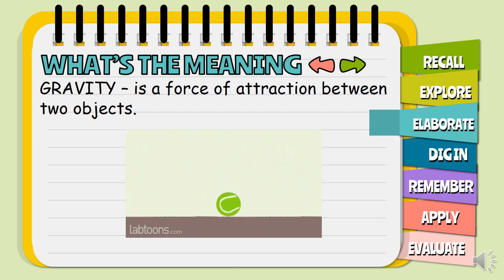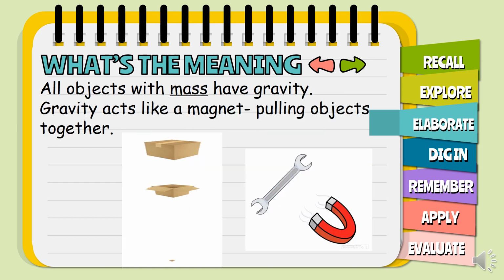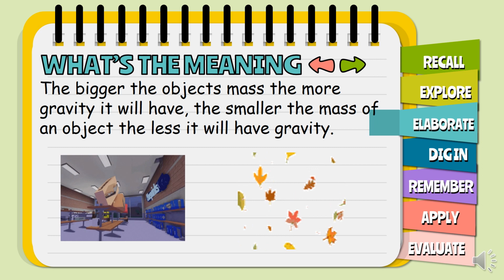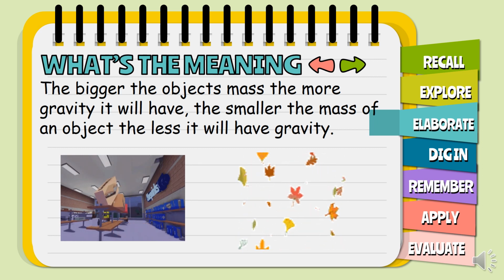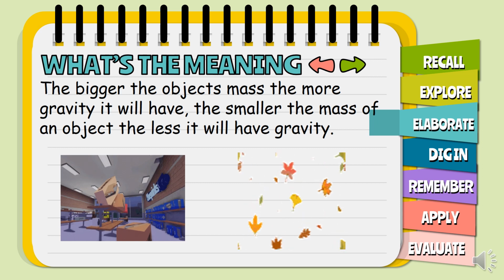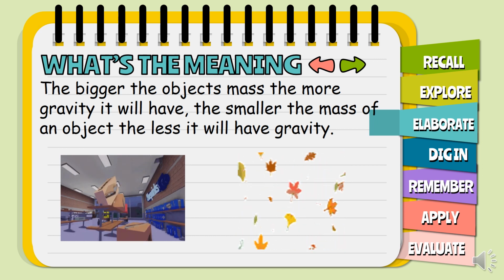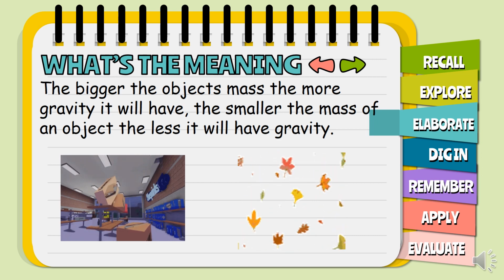Gravity is a force of attraction between two objects, just like a ball thrown on the ground. All objects with mass have gravity. Gravity acts like a magnet, pulling objects together. The bigger the object's mass, the more gravity it will have. The smaller the mass of an object, the less it will have gravity, just like a box falling on the ground and the leaves falling from a tree.